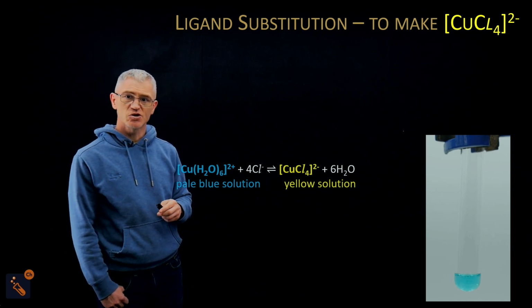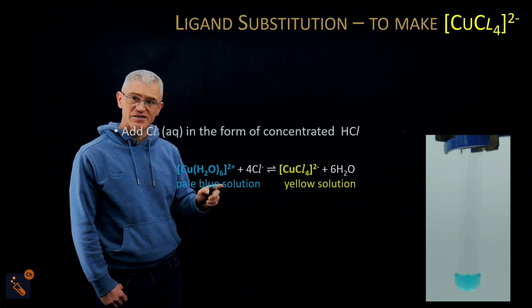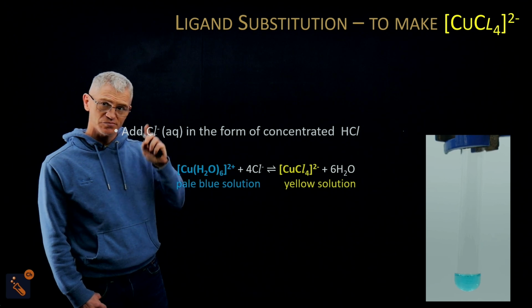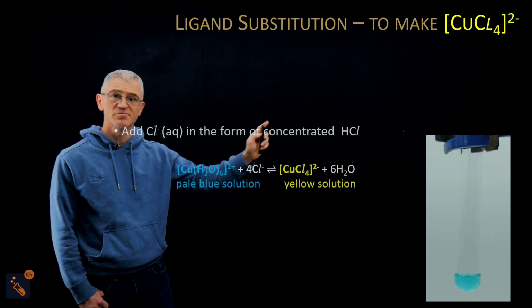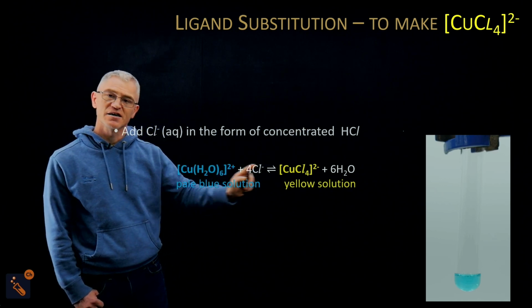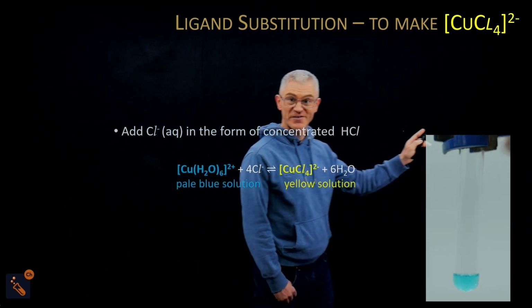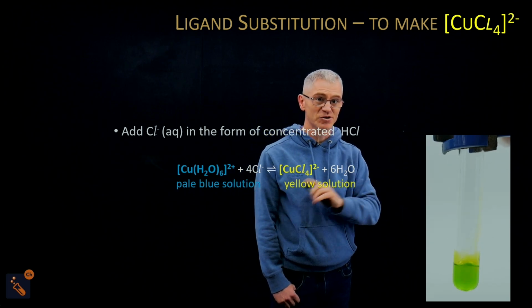Now, copper chloride is yellow, and the copper hexaqua, as we call it here, is pale blue. What you do is you add chloride to make this copper chloride. The chloride comes from concentrated HCl, and you need to remember it's concentrated HCl, and you need to know that these 2 react. This is me in the lab, that's my finger. You can see it's green because yellow and pale blue make green.